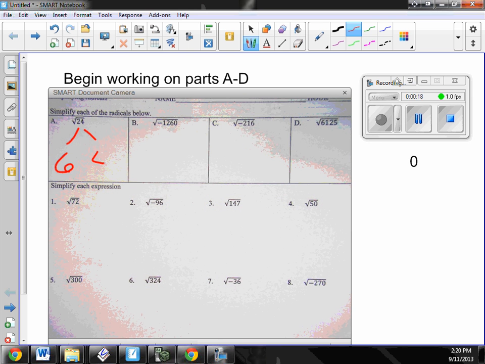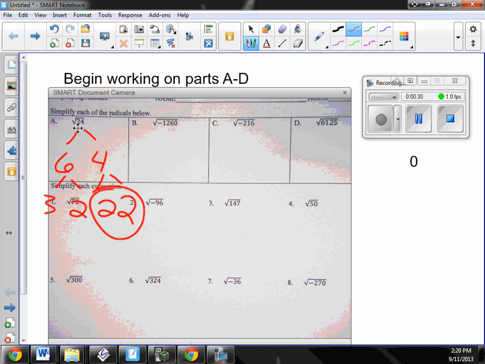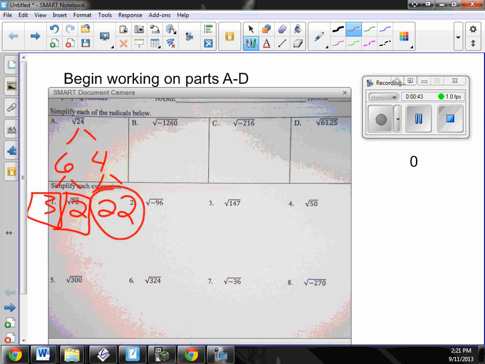So 6 and 4, 3 and 2, 2 and 2. Do I have any pairs? I have a pair of 2s. Oh, sorry, you were backwards. So for every pair, you can bring one of those numbers outside, and everything that doesn't come out has to stay in. So the 3 and the 2 stay in, so my answer is 2 root 6.